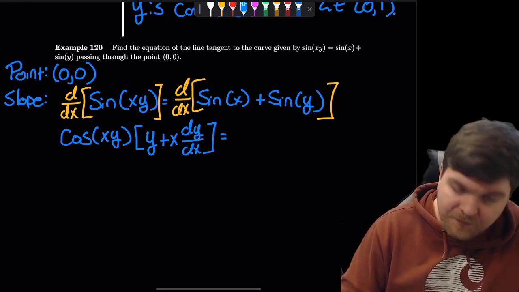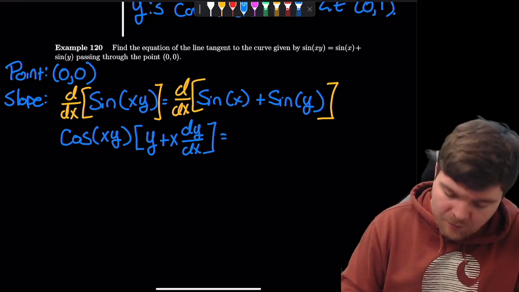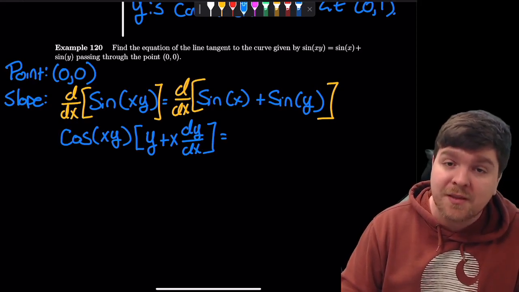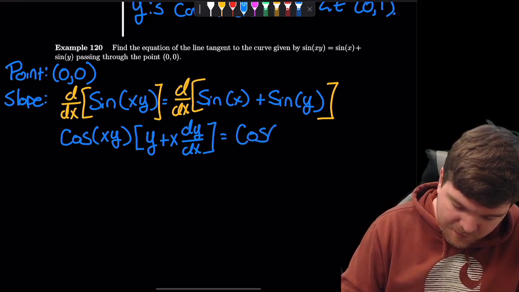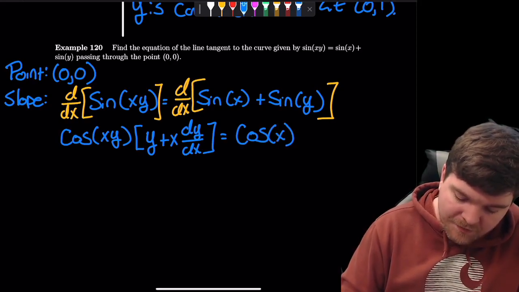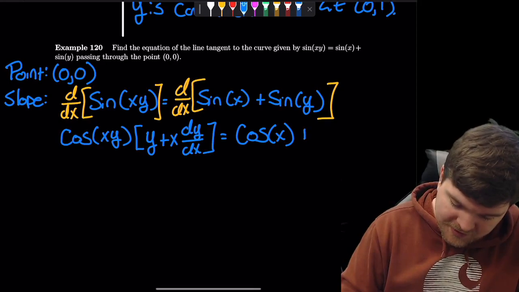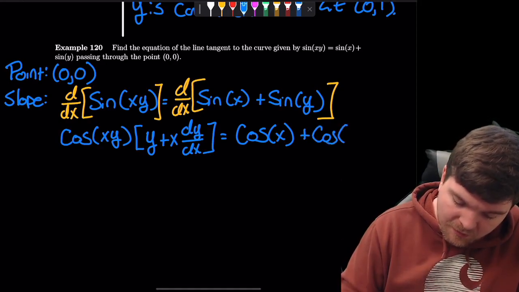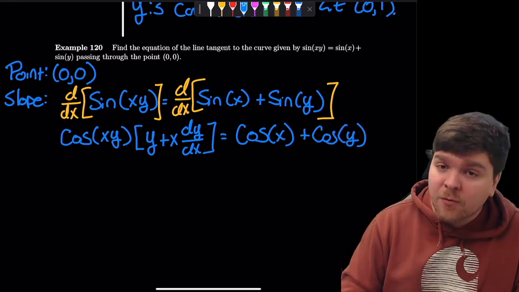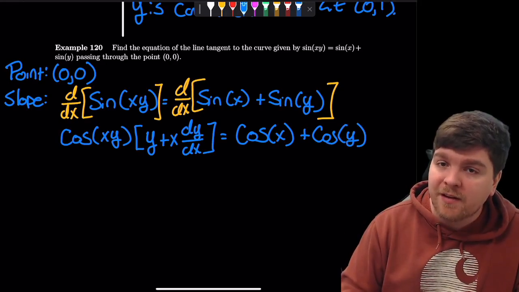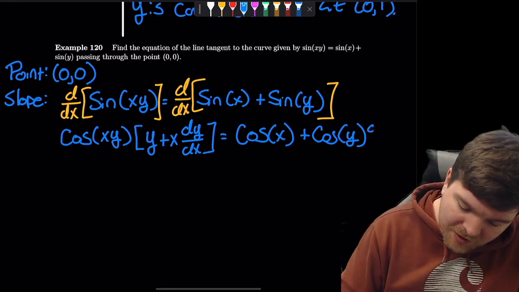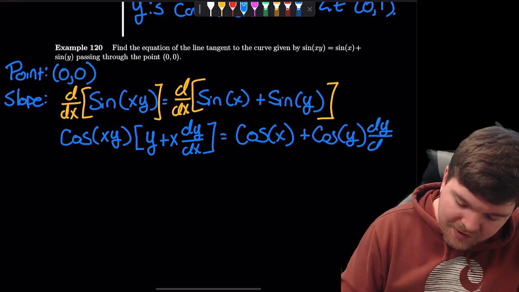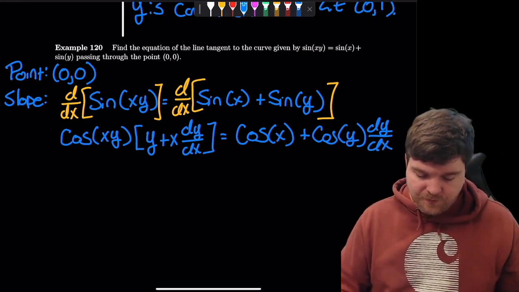Now on the right side, we have the derivative of sine with respect to x. The derivative of sine of x with respect to x is just going to be cosine of x. And the derivative of sine of y with respect to x is going to be cosine of y. But the chain rule applies here because we're not taking the derivative of a function of x with respect to x. We're taking the derivative of a function of y with respect to x. So here we have to multiply by the derivative of y with respect to x, which is dy dx.